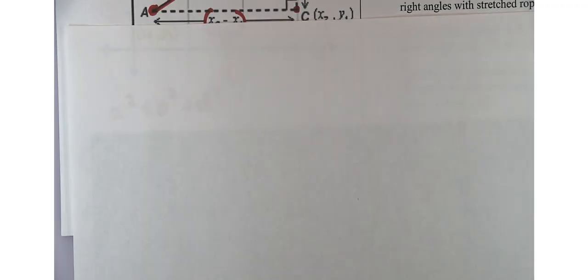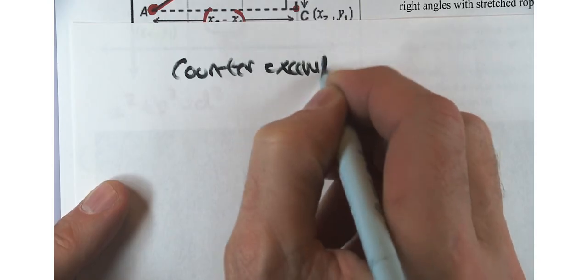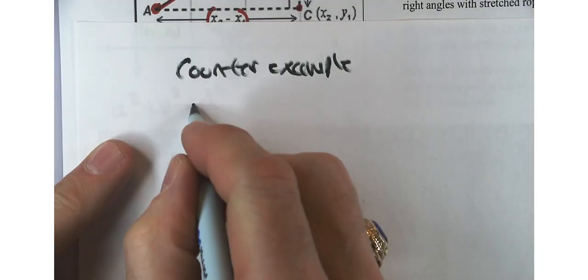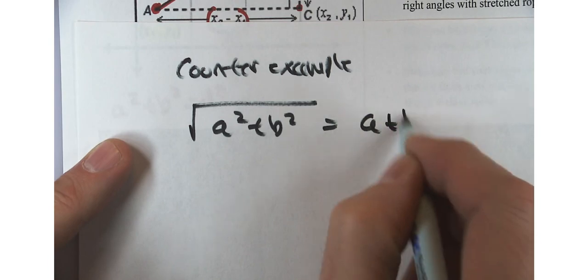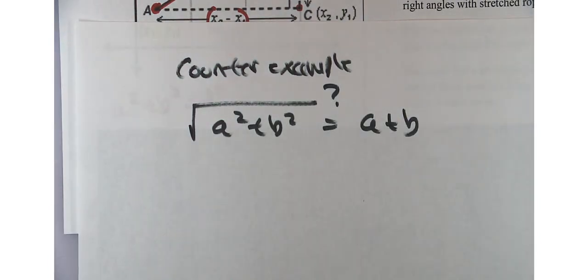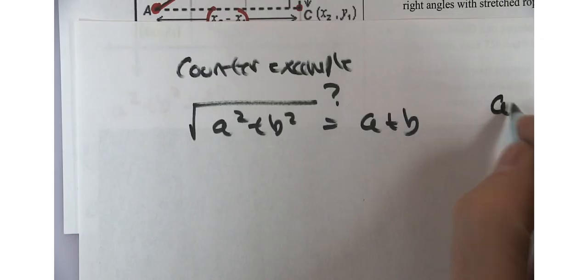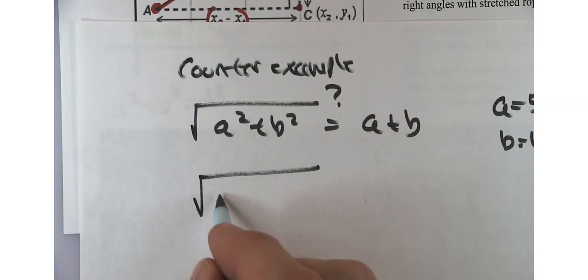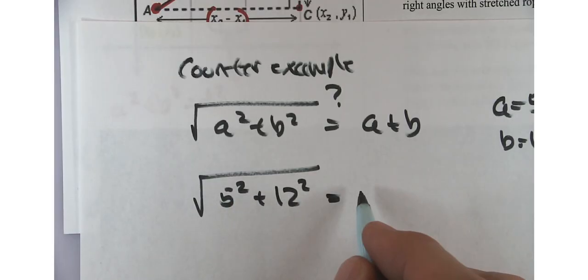Counterexample. A lot of times people tell me that the square root of a squared plus b squared equals a plus b. Does it? Let me pick a couple friendly values of a and b. So, for instance, let a equal 5, b equal 12. Let's check out if the square root of 5 squared plus 12 squared is really 5 plus 12.